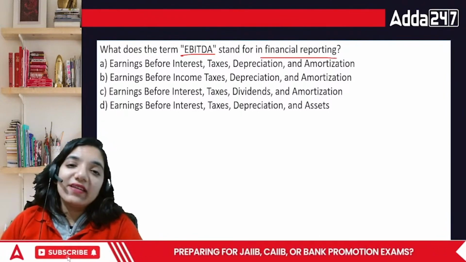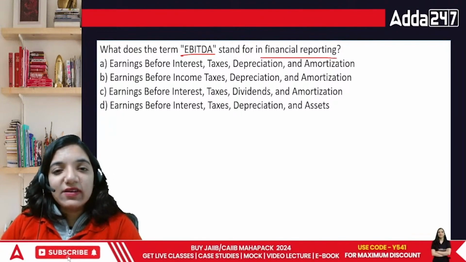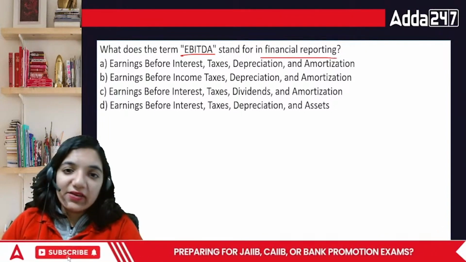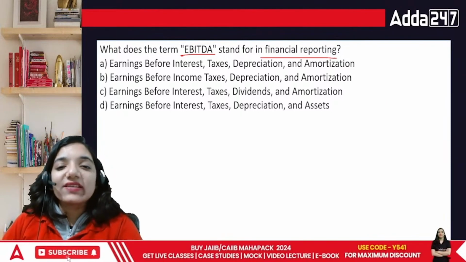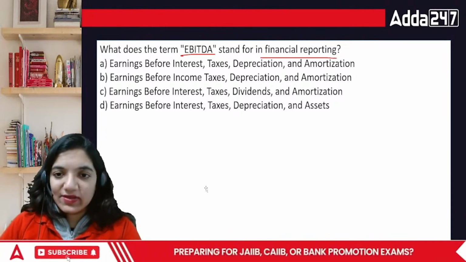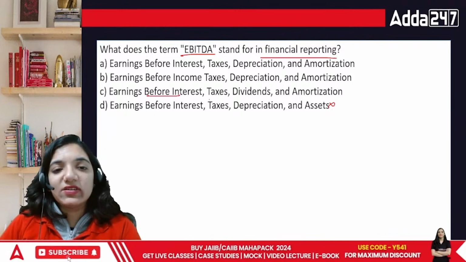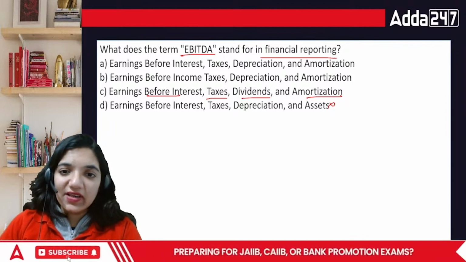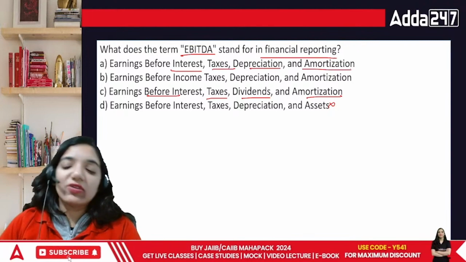Earning before interest, taxes, depreciation, amortization; or earning before interest, income tax, depreciation, then amortization; or interest, tax, dividend, amortization; or interest, taxes, depreciation, and assets. See, the last one is definitely out of the window. This is just out: earnings before interest, tax, dividend, and amortization. This is definitely not making sense. This is basically interest, tax, depreciation, and amortization.